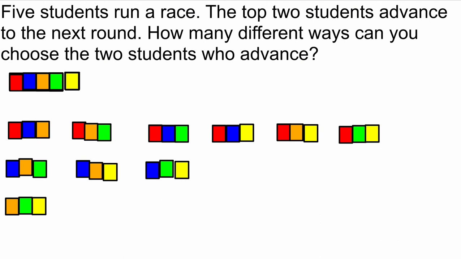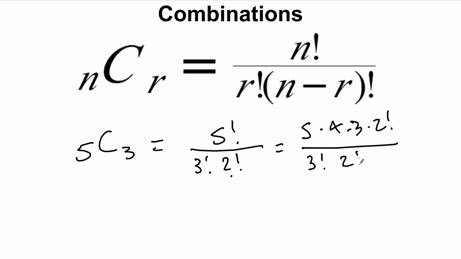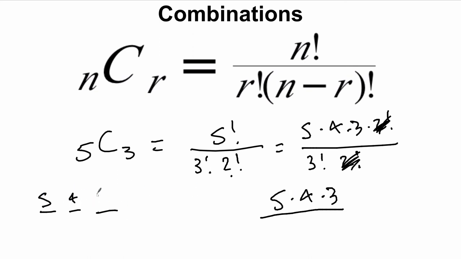Okay, so let's try and think about why is this happening. Okay, so let's look at our formula. We have 5 factorial over 3 factorial times 2 factorial. What we're doing in this case is we're doing 5 times 4 times 3 times 2 factorial over 3 factorial times 2 factorial. These are canceling out, and we have 5 times 4 times 3. This is what it would be if it was permutations, right? We have 3 spots. If we were looking for first, second, and third, we would say 5 times 4 times 3. But that would be too many.